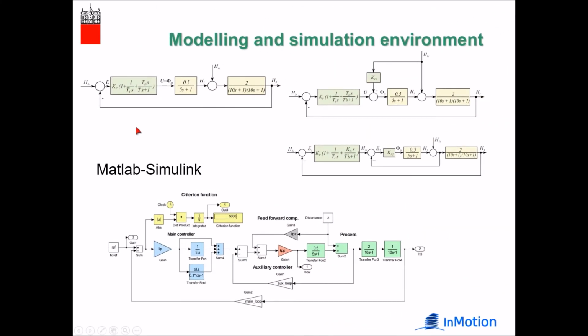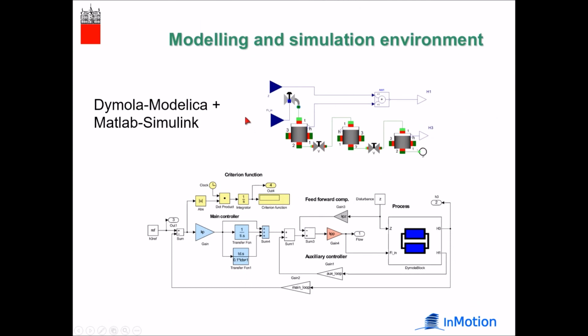This slide shows all three possible control configurations: single loop control, feed-forward control, and cascade control. And all these three configurations will be realized by one Simulink scheme. In this Simulink scheme, we shall have many configuration parameters so that we shall be able to settle one of these three approaches.